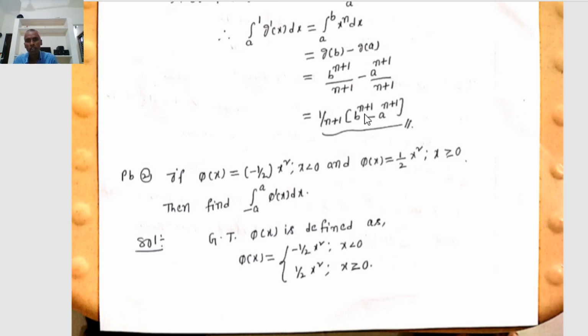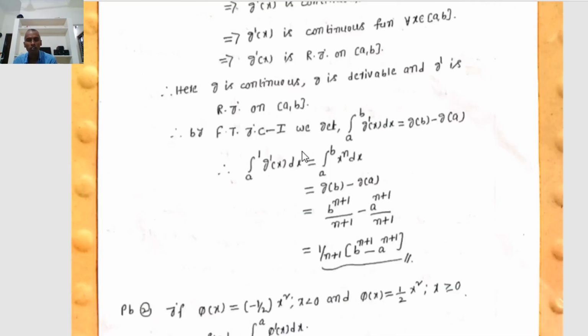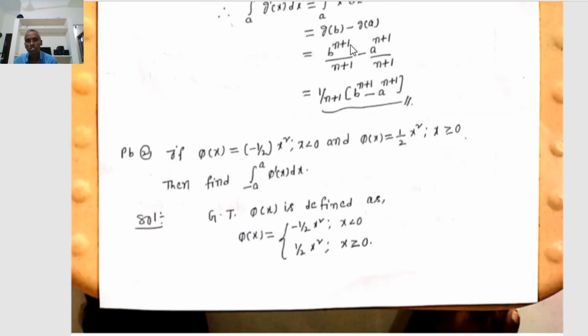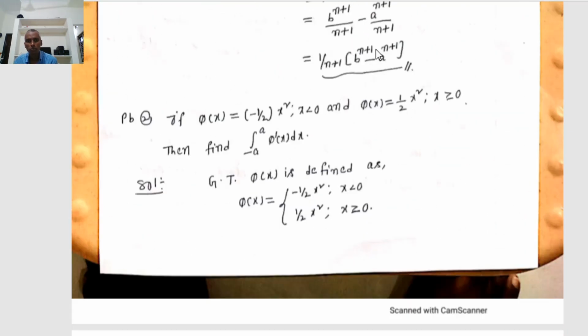Taking 1 by n plus 1 as the common factor, we get 1 by n plus 1 into b to the power of n plus 1 minus a to the power of n plus 1. Therefore, by the fundamental theorem of integral calculus 1, if g of x equals x to the power of n plus 1 by n plus 1 for all x belonging to the closed interval a, b, then integration a to b g dash of x dx equals 1 by n plus 1 into b to the power of n plus 1 minus a to the power of n plus 1. Okay. Next, second one.